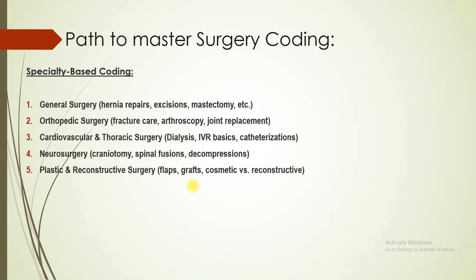Okay, next we have the digestive system. The digestive system is one of the most frequent and regular concepts in ambulatory surgery coding. In the digestive system we need to understand three concepts. First one is EGD, next one is ERCP, next one is colonoscopy.